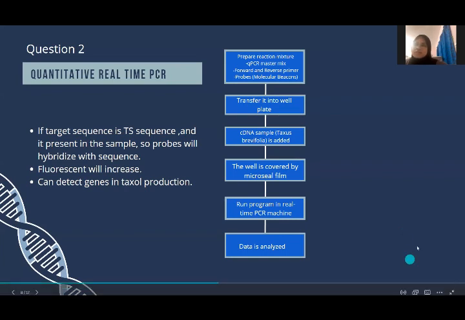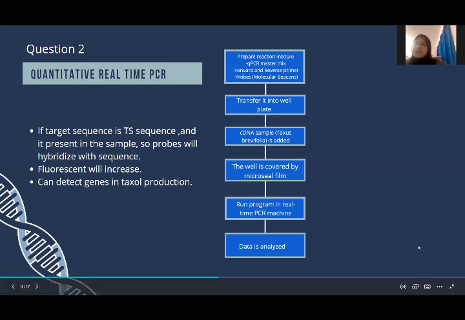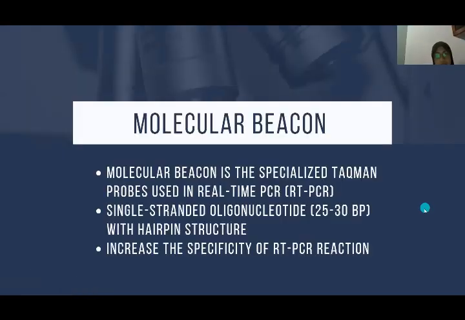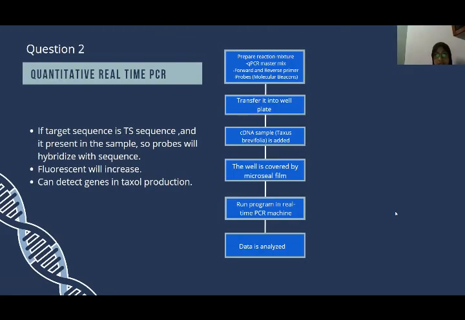Okay, next, we perform quantitative PCR. In this experiment, firstly we prepare the reaction mixture: qPCR master mix, forward and reverse primers, and probes. After that, we transfer the mixture into the well plate. Next, the cDNA sample, which is Taxus brevifolia, is added, and the well is covered by microscopic film. Then we run the program in a real-time PCR machine, and lastly, the data is analyzed. After real-time PCR is conducted, our target sequence, for example the taxadiene synthase sequence present in the cDNA sample of Taxus brevifolia, will be hybridized within the sequence, and the fluorescent signal will increase.